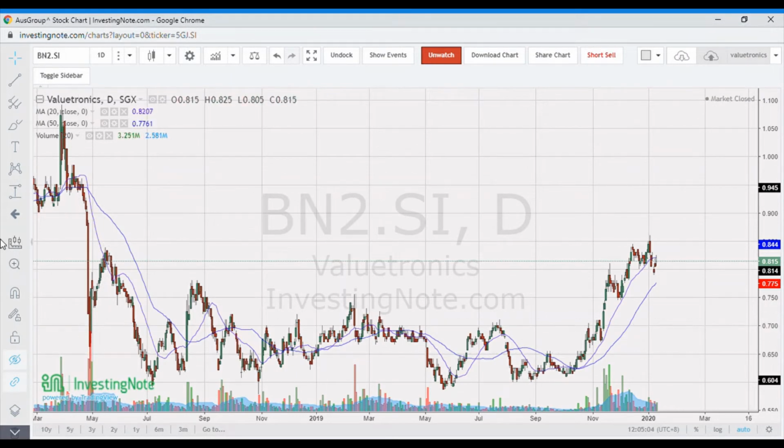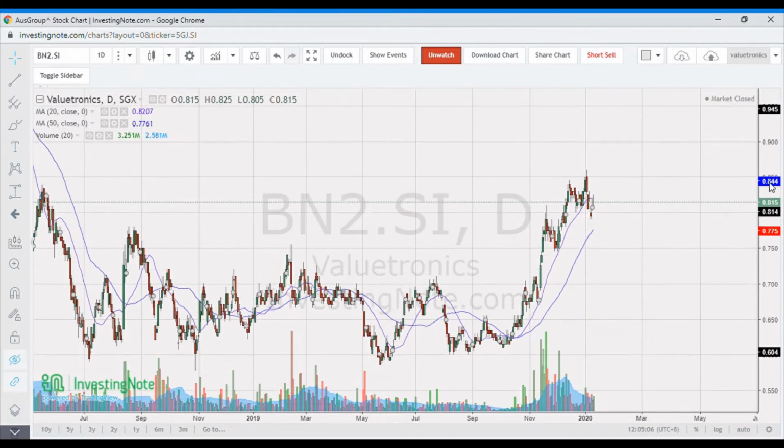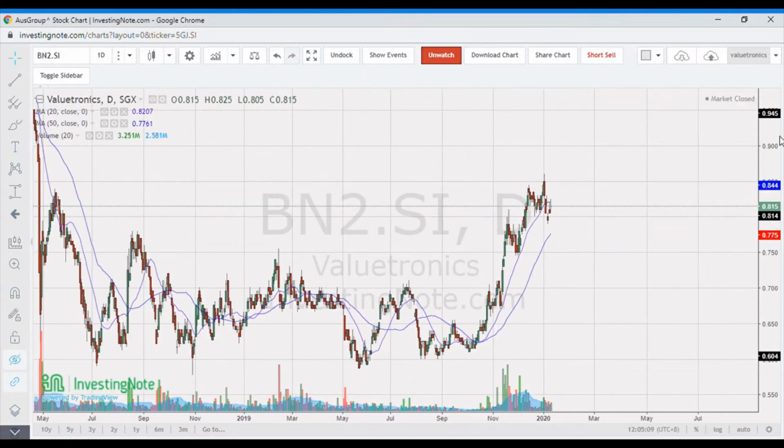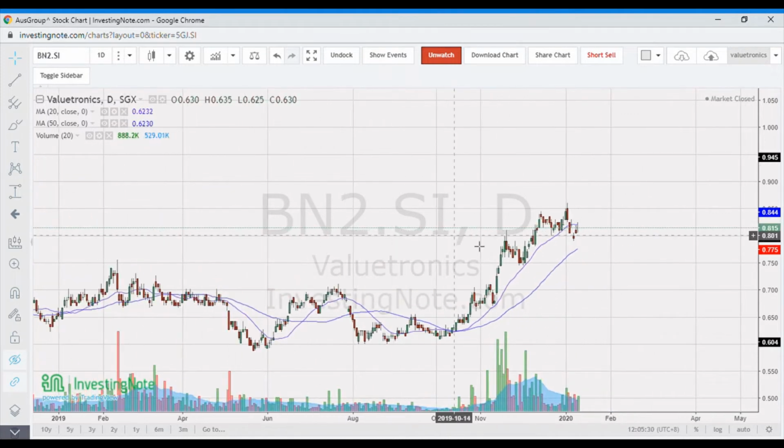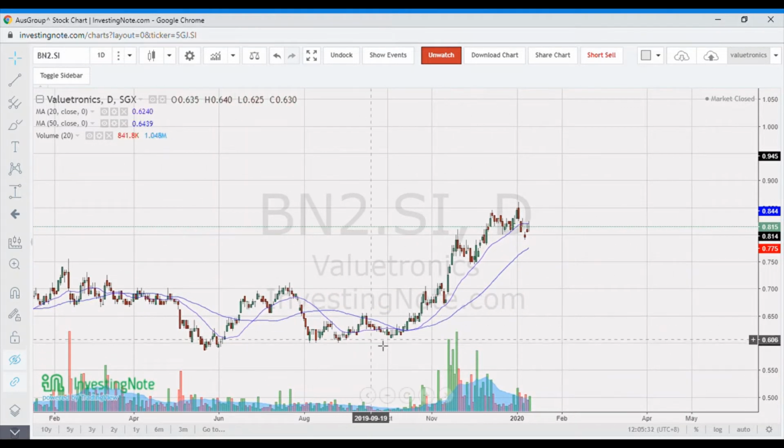So this is a chart for Valuetronics. Why am I interested in this counter? Is that because for quite some time, it went a super steep drop, and then it has been trying to climb up higher. Okay, and then sometime down here it broke higher, retraced and broke higher again, and then now it's at this consolidation period. And if you look at this particular counter, it sort of respects the 50 days moving average, and now the price is below the 50 days moving average.